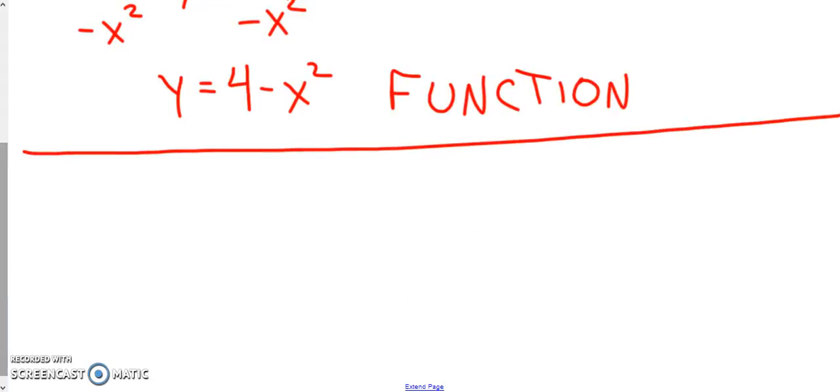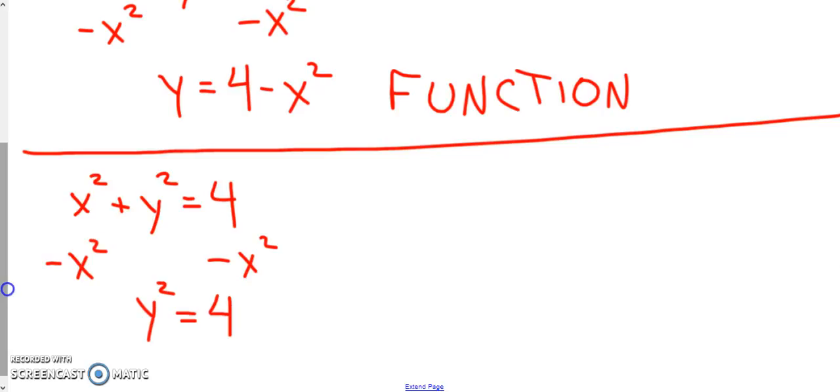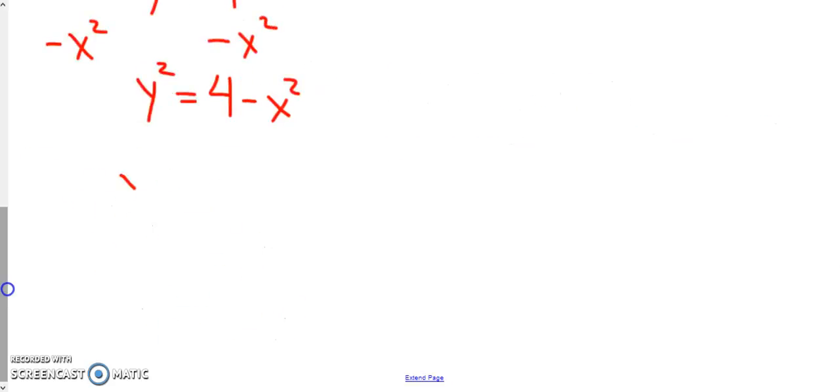All right, what about this one? It's similar. So how can we do this one? All right, so I can subtract x squared again. So y squared equals 4 minus x squared. Take the square root. So y equals, what would I get here?